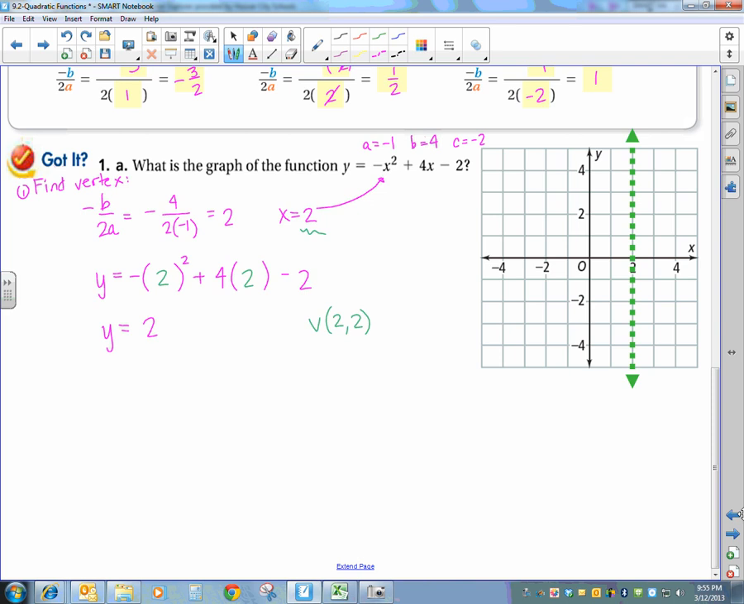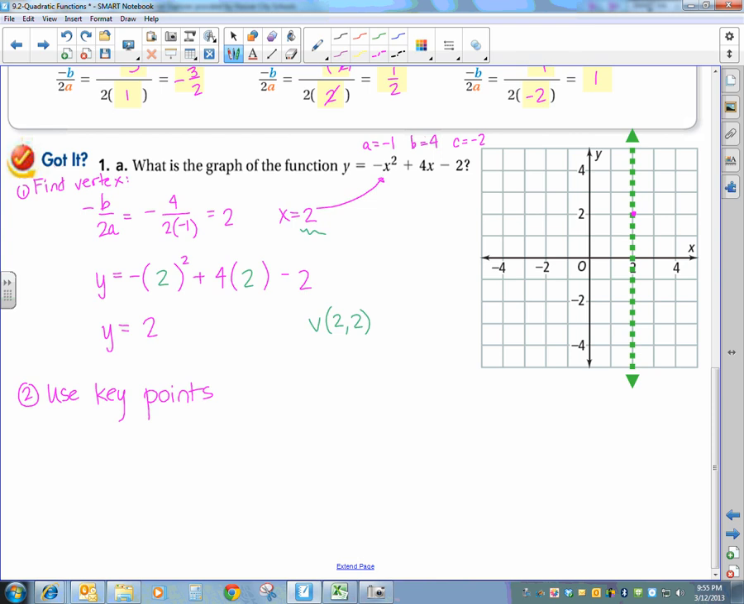So I'm going to go over here, go over to 2. It's always on the axis of symmetry, and go up to 2. That's my vertex. Now, hopefully y'all can see, but actually we'll go ahead and take care of it with our table of values. So with our key points, the next thing we're going to do is use our key points.